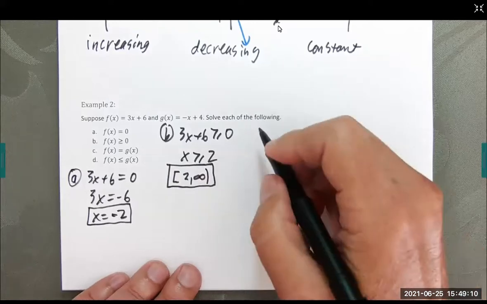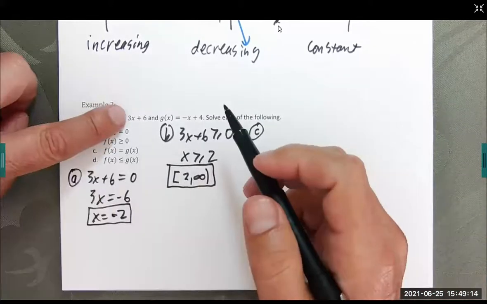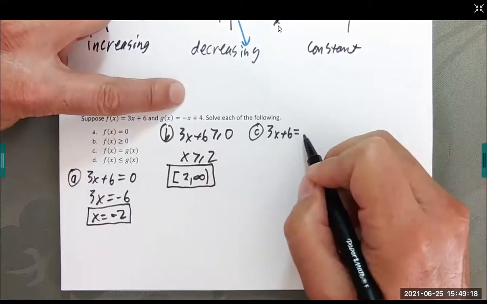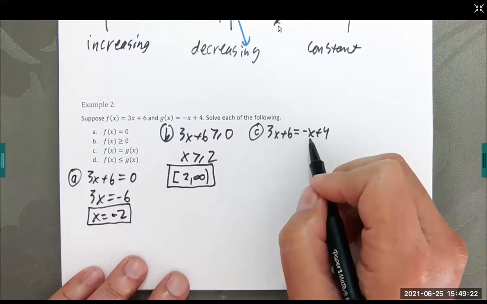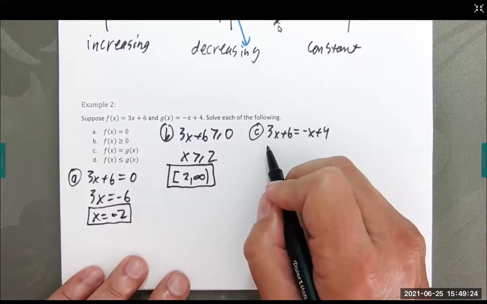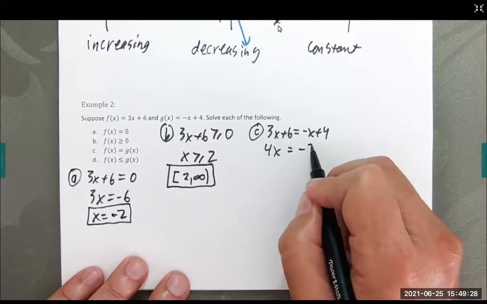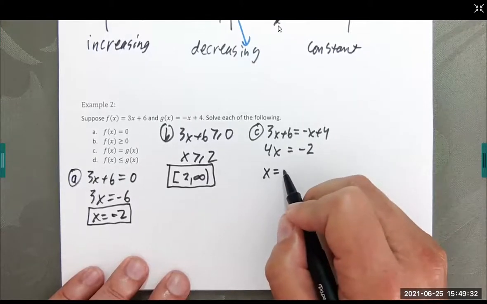Part C, we're going to set f of x equal to g of x. So I'm going to take f of x here, 3x plus 6, set equal to negative x plus 4. Adding an x to both sides, I get 4x, and subtracting a 6 from both sides, I get -2, which means x is equal to -2 over 4, which is -1/2.